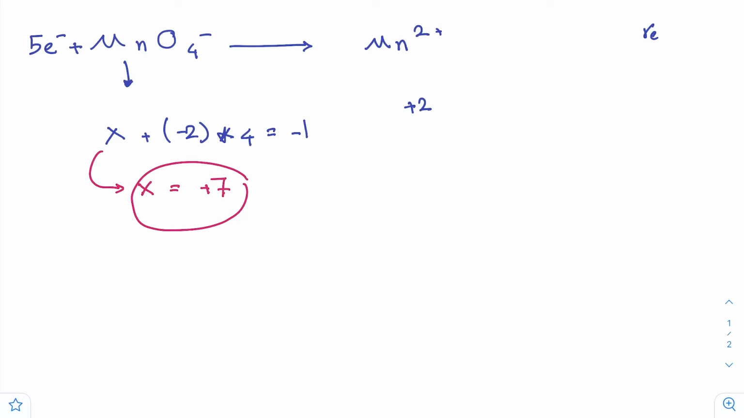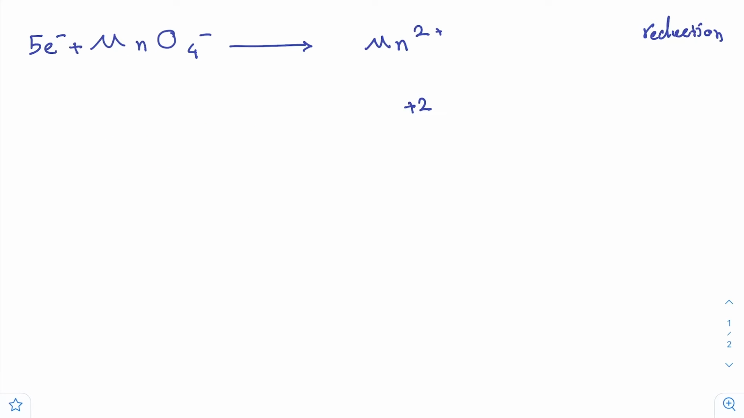So this is our reduction half reaction. And it also means that MnO4 minus is an oxidant in this process. Now let me erase the oxidation state calculations because we don't need that anymore. Now I want to make sure that the charge on the left side of the reaction is equal to the charge on the right side of the reaction.